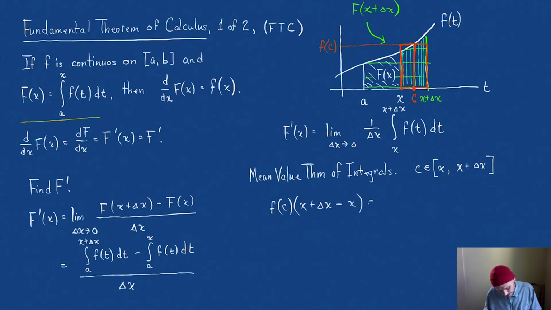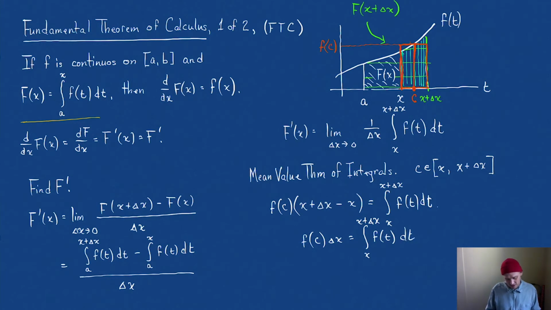Well, that is equal to the area under the curve. Well, that area is the integral from x to x plus delta x of f of t dt. So we know that there's some c that gives us the answer. Well, now let's think about this. If I clean this up, x plus delta x minus x is just delta x. So now I have that f of c delta x is equal to this integral from x to x plus delta x of f of t dt.